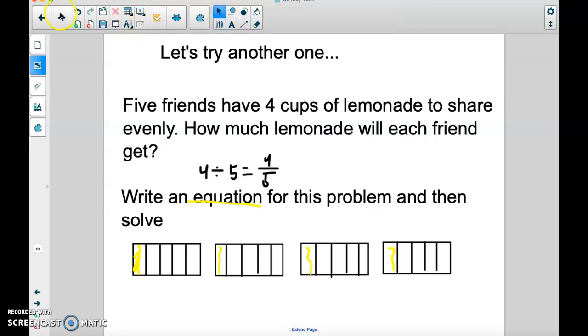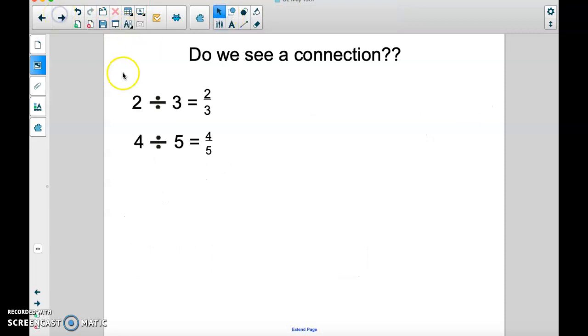So now let's look at both of these equations that we've just done. We did 2 divided by 3 and we got 2/3. We did 4 divided by 5 and we got 4/5. Do you see a connection? Do you see a pattern? And please don't say 2, 3, 4, 5. That was totally coincidental. Okay? But do you see another pattern?